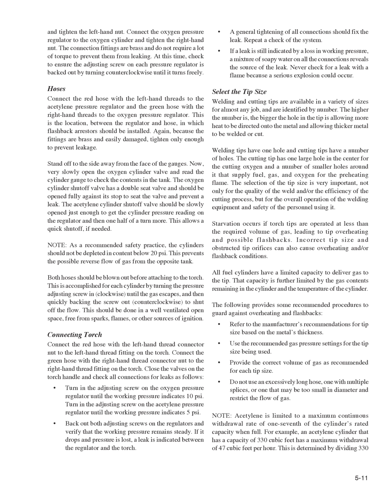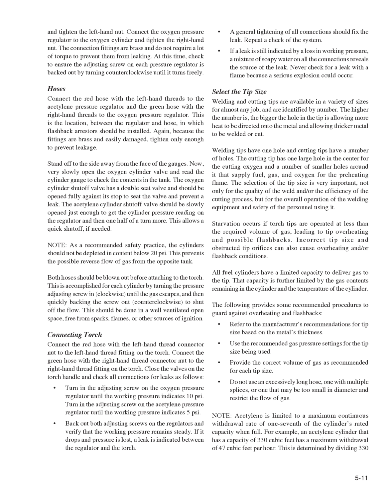Hoses. Connect the red hose with the left-hand threads to the acetylene pressure regulator and the green hose with the right-hand threads to the oxygen pressure regulator. This is the location, between the regulator and hose, in which flashback arresters should be installed. Again, because the fittings are brass and easily damaged, tighten only enough to prevent leakage.